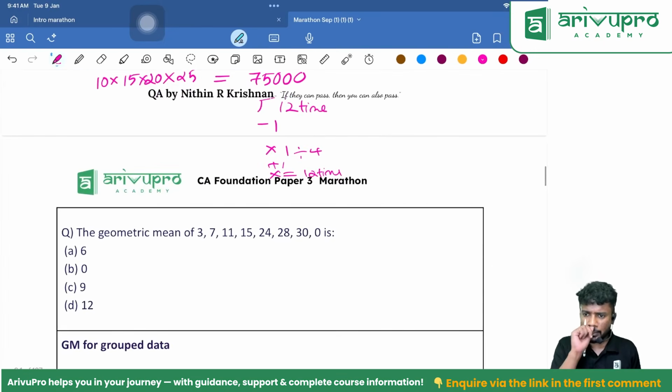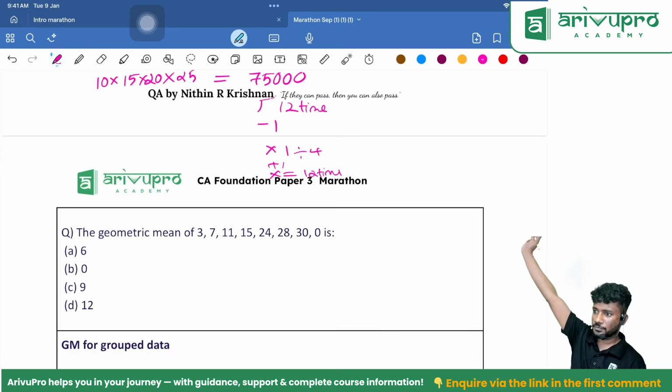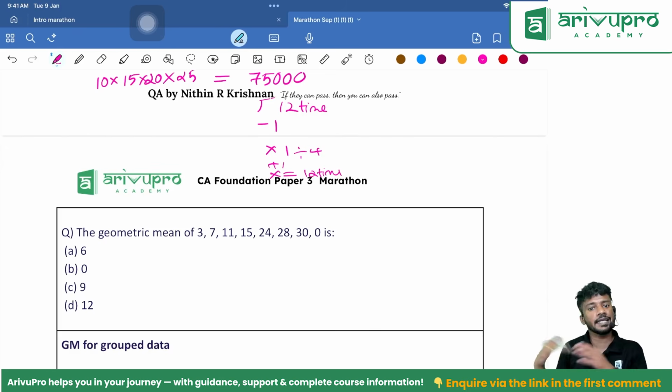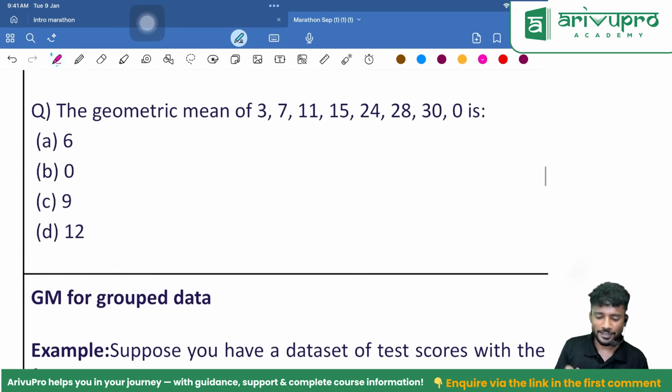Have you studied this in school? I think most of you have studied it in school. In school, they might use a completely different method. But here, we can use a completely different method. Both are different, but you will get the same answer.